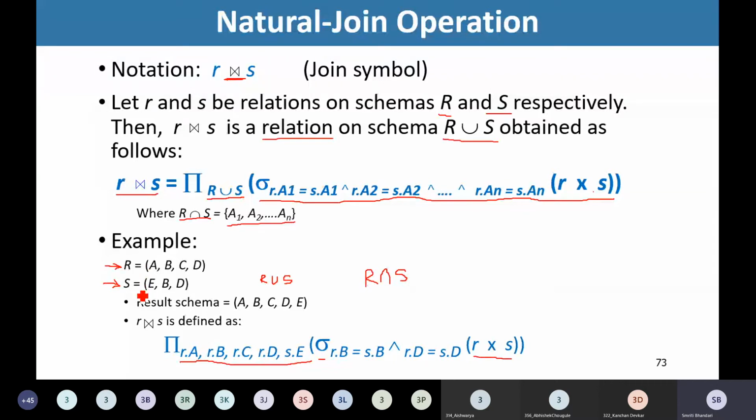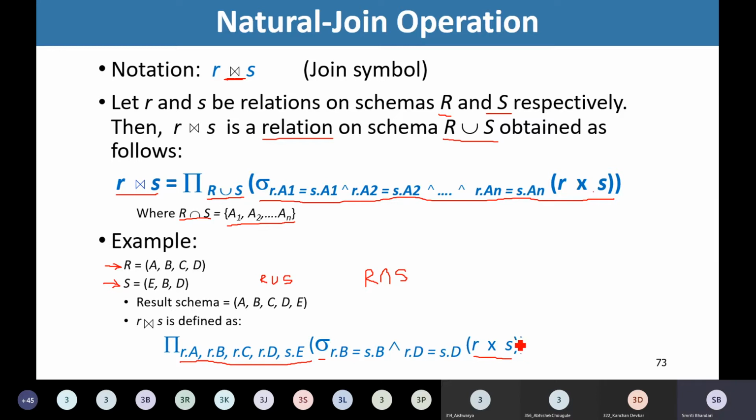Those belong to both R and S. So we write the predicate such that we match the values of the common attributes in R and S. Our predicate will become R dot B equal to S dot B and R dot D equal to S dot D.